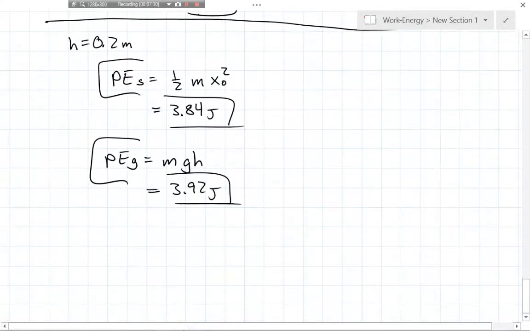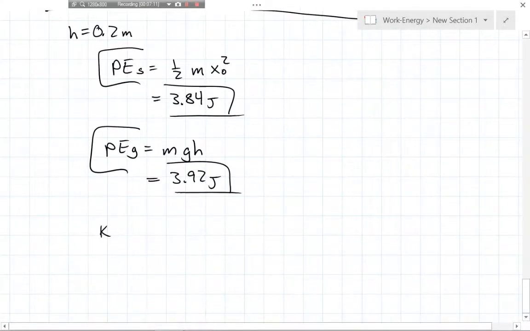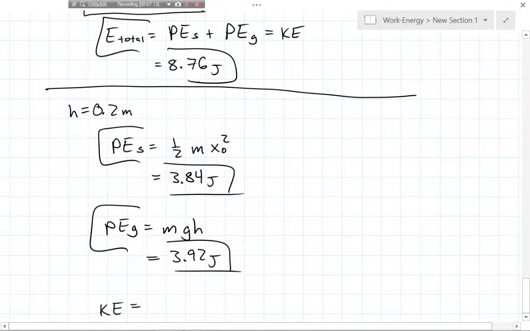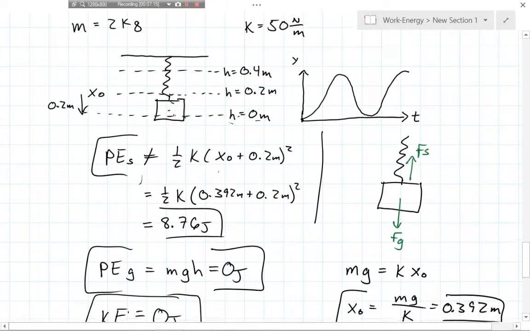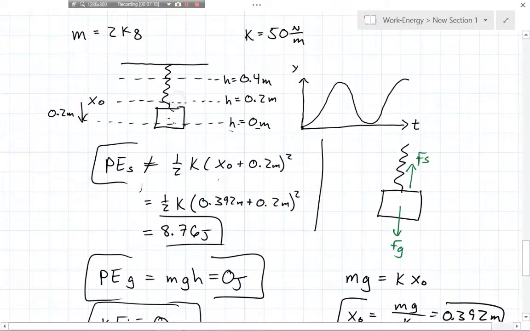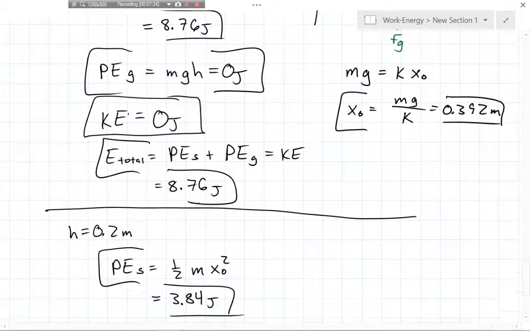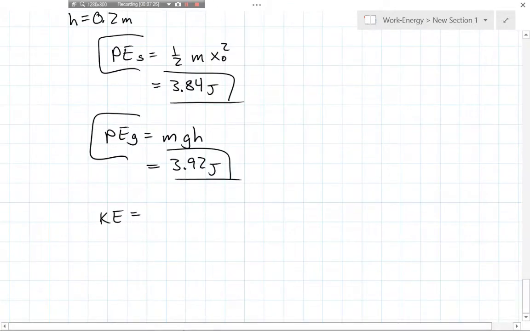Now we have to calculate the kinetic energy. This is a little bit tricky, but if you remember when we discussed simple harmonic motion, when the mass passes back through its equilibrium position, the mass is moving at its maximum velocity. So we know that the kinetic energy will be 1/2 m Vmax squared.